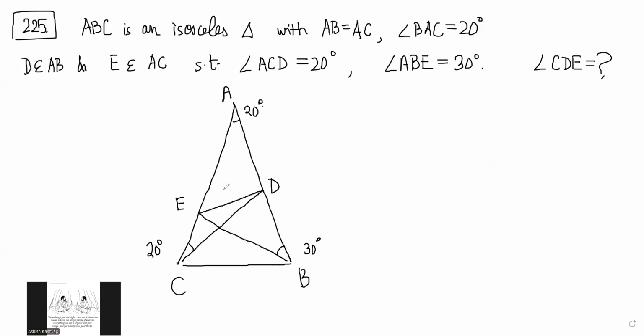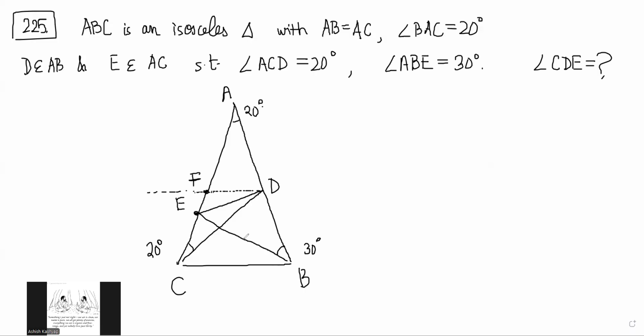So what I will do is try to make a parallel line here, because that will help me analyze things with a nicer triangle setup. I'll make a line through D parallel to base BC. So this will cut AC at point F.